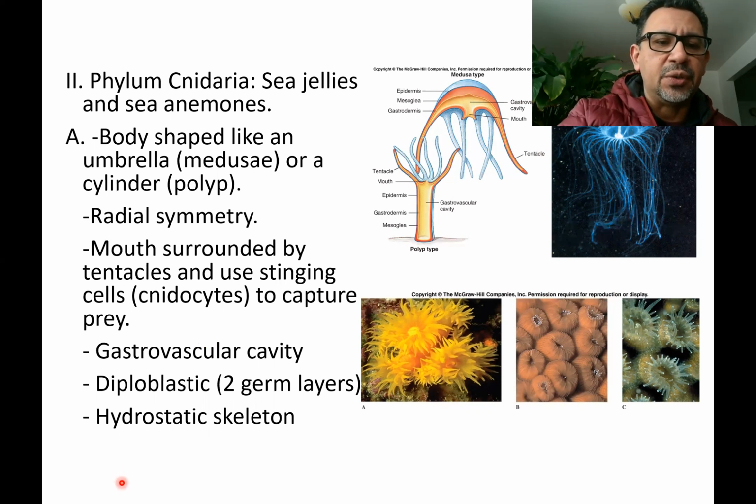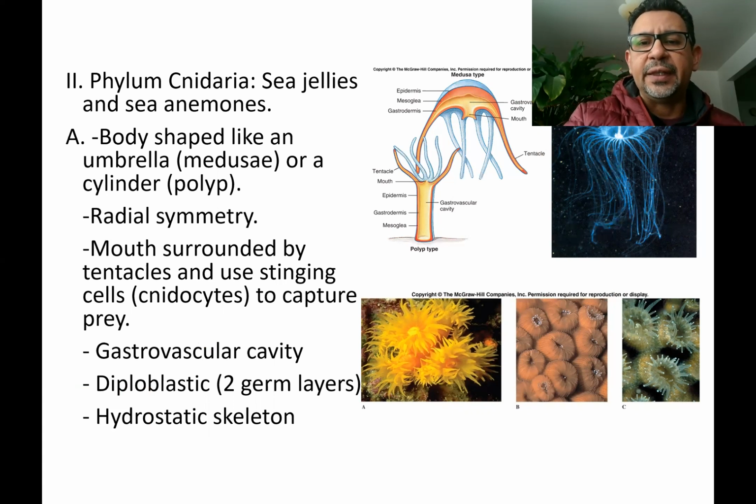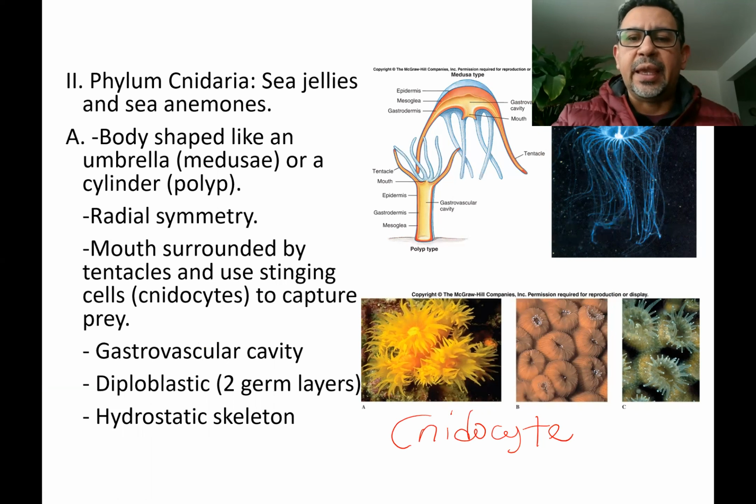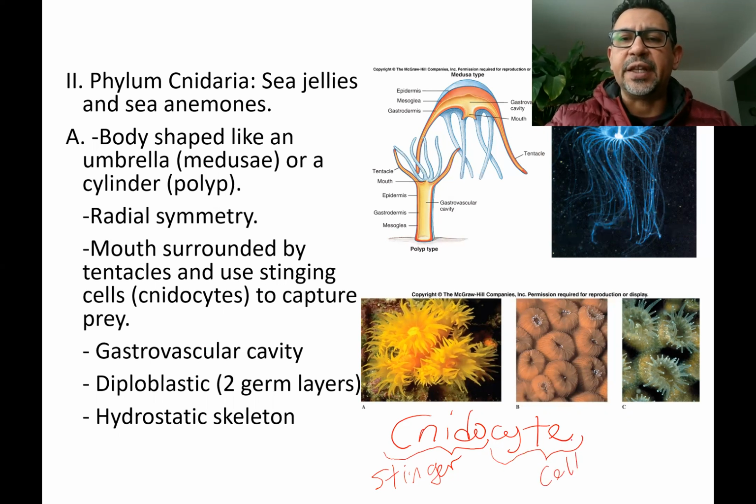I'm going to be changing to a pen because I want to write the name of this cell, and the cell is known as the cnidocyte. The first part of the word means stinger, like a stinger of a honeybee or a wasp that can be used for injecting a painful venom into the skin of another organism. And cyte simply means cell. So a cnidocyte is a stinging cell.